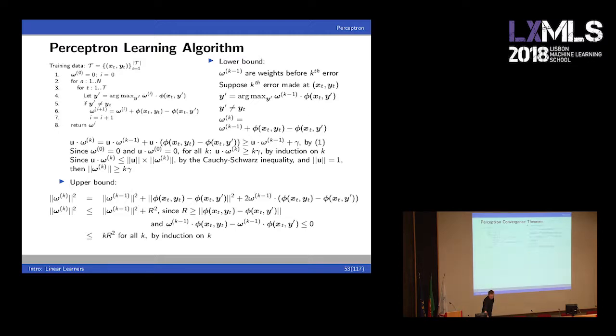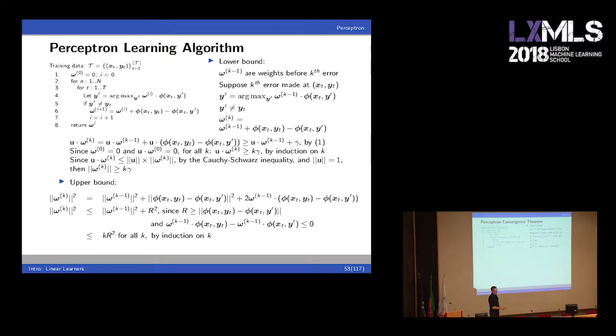So now let's show how we can prove this. We have the perceptron algorithm on the left-hand side. It's just one slide where we have a little bit of derivations, and we have to go through this slide. We are showing a lower bound and an upper bound, and every step is really simple.